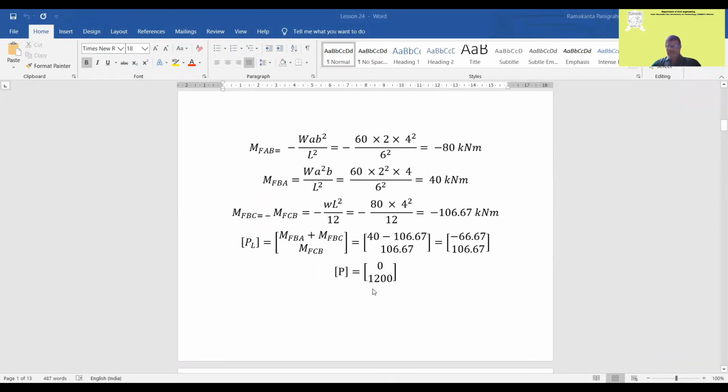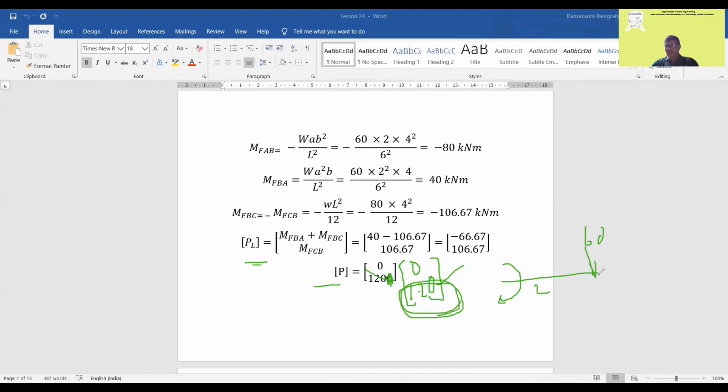So what is the P value? 0 and 120, not 1200. Again, there is a mistake here. So this is 0 and 120. We have already seen the load applied at joints. So the joint load at C comes due to this overhanging load, 60 into 2. So that becomes 120, 60 into 2, 120 clockwise. So it comes positive. So this is the P value. So you can now find out P minus PL. Earlier in the previous problem P was 0, 0. Here there is a load applied at the joints due to this overhanging.